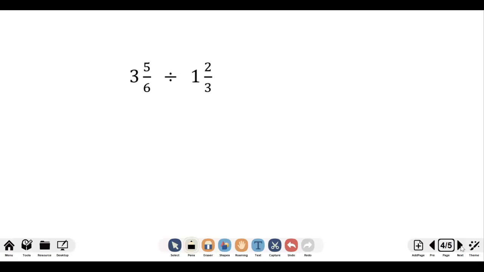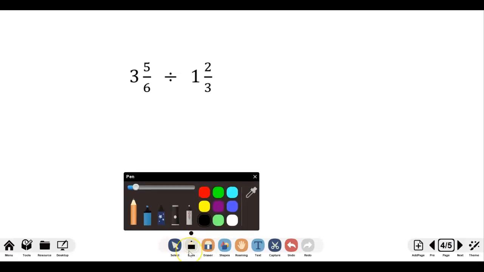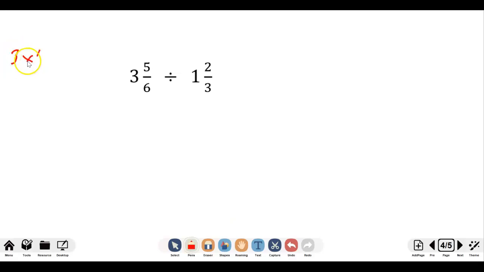All right, remember if we have two mixed numbers, then we have to change both of these into impropers, and then you can do a keep it, change it, flip it. So let's start here. I'm going to do 3 times 6. So I'm going to do the whole number times the denominator. That's going to be 18. I'm going to add that 5, which gives me 23. So I'm going to have 23 sixths.